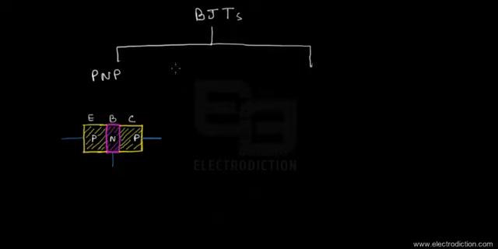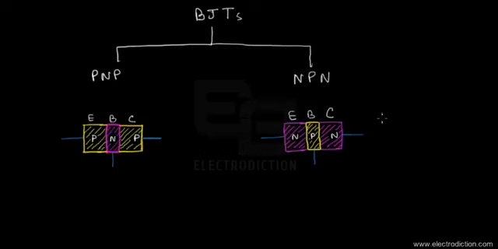Now apart from that, we have another type of BJT which is known as the NPN type. Let me bring up the diagram. Yeah, there you go. In this diagram, you can see that as far as the structure is concerned, the NPN type is the exact opposite of the PNP type. The emitter and the collector sections are made up of N-type extrinsic semiconductor material, and the base region is made up of P-type semiconductor material.